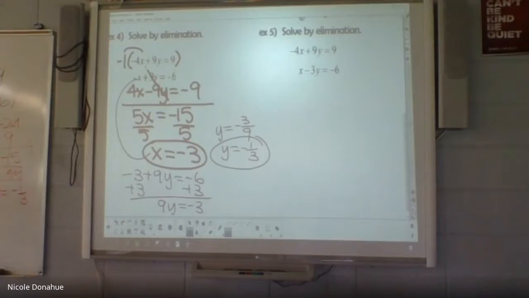The good news is when you put this back in, either one, it works out to be a nice number. So negative 4x plus 9 times negative 1/3 equals 9. Negative 1/3 of 9 is just a negative 3. So negative 4x equals 12, and then divide.